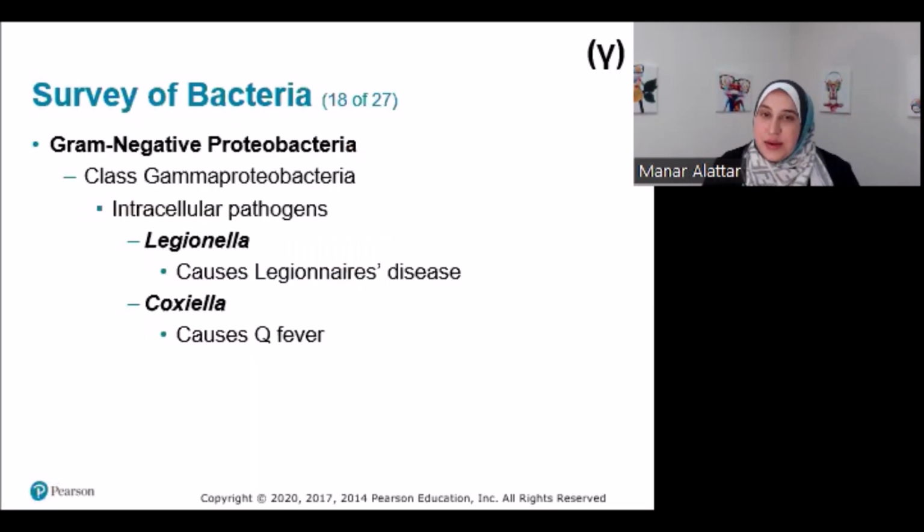Then the second category within Gamma-proteobacteria is intracellular pathogens. Examples include Legionella and Coxiella, and both of them are able to live within the cells of the immune system. They're intracellular pathogens within the cells of the immune system, and they're able to evade the immune system that way by living within them. Legionella is also an intracellular pathogen of amoebas, just a fun fact there.